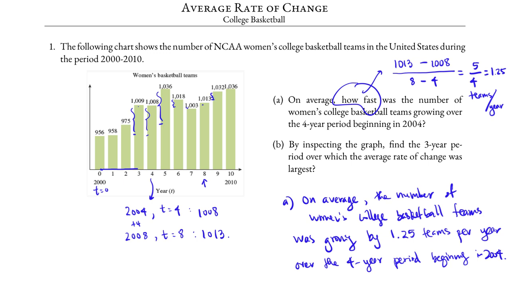And then 2007 to 2010 it increases this much. And so we see that after we find the differences in the height in every 3-year period, this has the largest increase. And so the average rate of change increases the largest over the period from 2002 to 2005.